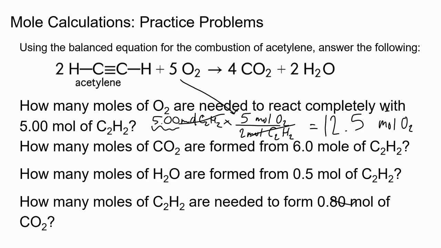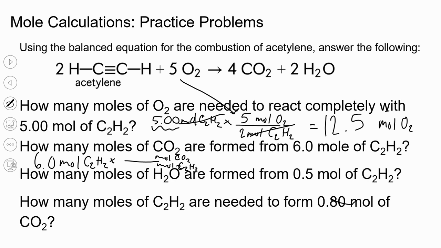Okay, help me set this one up. How do we set this one up? 6.0 moles of C2H2. Okay, moles CO2 divided by moles C2H2. Sorry, I don't have enough space here. Moles of C2H2. Okay, and then what are the numbers that go here? 4 and 2. Okay, 4 on the top and 2 on the bottom. Okay, and we just grab that: 4 moles of CO2 for 2 moles of C2H2.